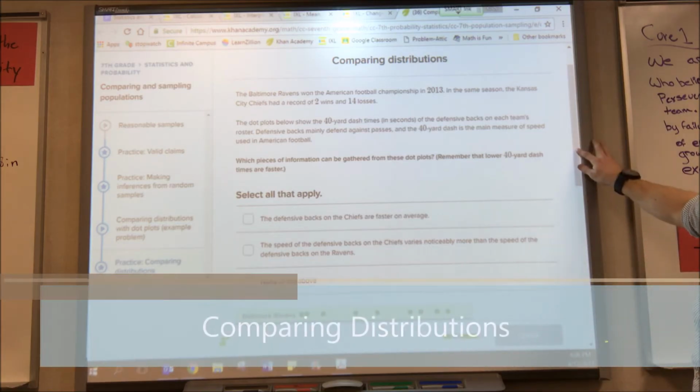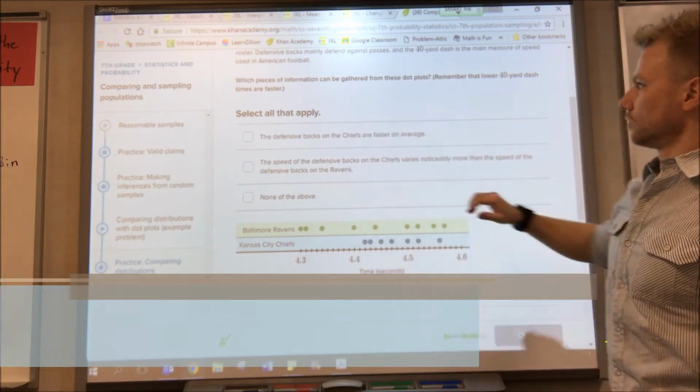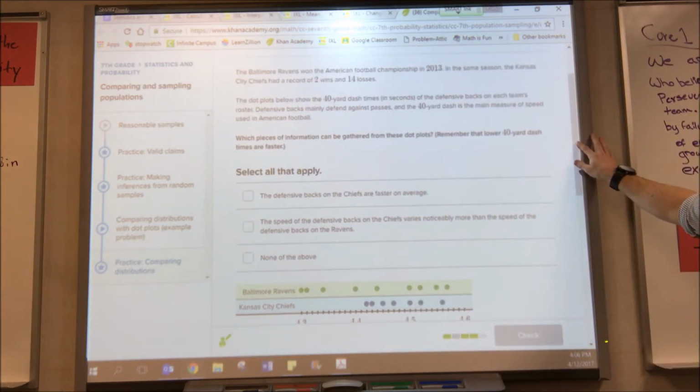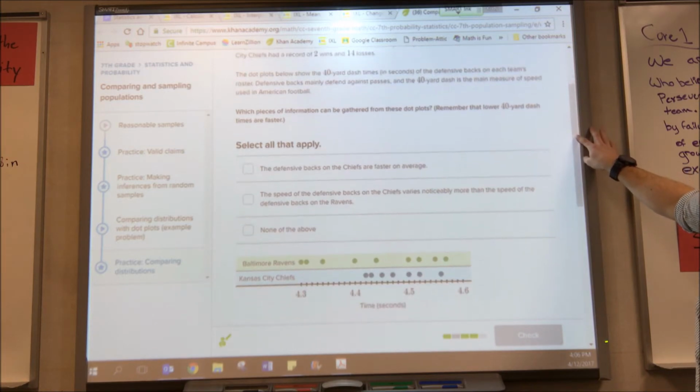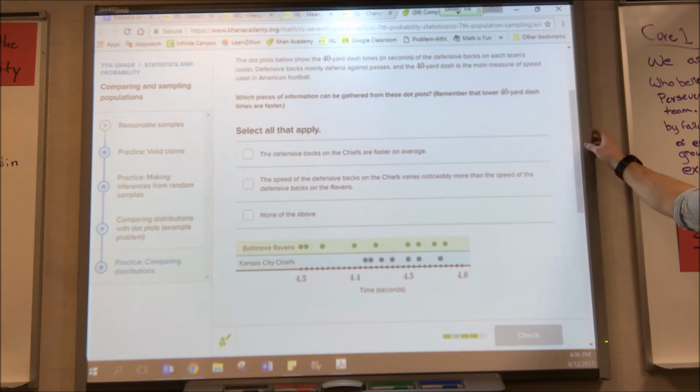Okay, for these problems we have to look at the data points and then determine which of these things are true. It says the Baltimore Ravens won the American Football Championship in 2013. In the same season, the Kansas City Chiefs had a record of 2 wins and 14 losses. The dot plot below shows the 40-yard dash time in seconds of the defensive backs on each team's roster.